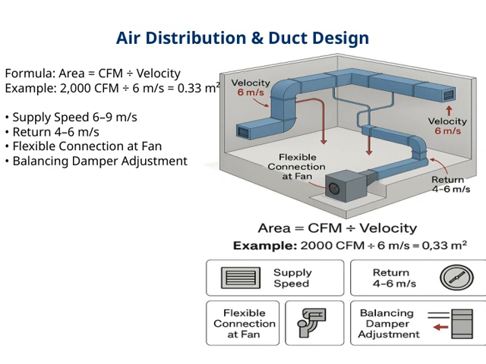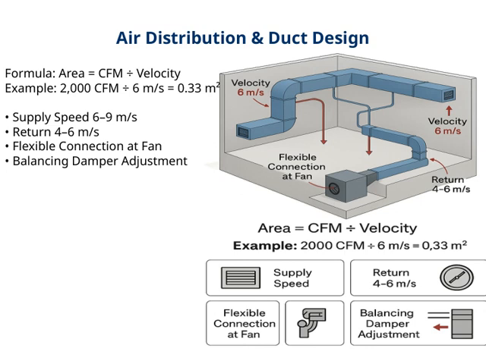Now, maintaining the right airflow speed is crucial. Typically, supply air should be distributed at speeds between 6 and 9 meters per second, while return air usually runs at 4 to 6 meters per second. This balance helps ensure efficient air movement and comfort.